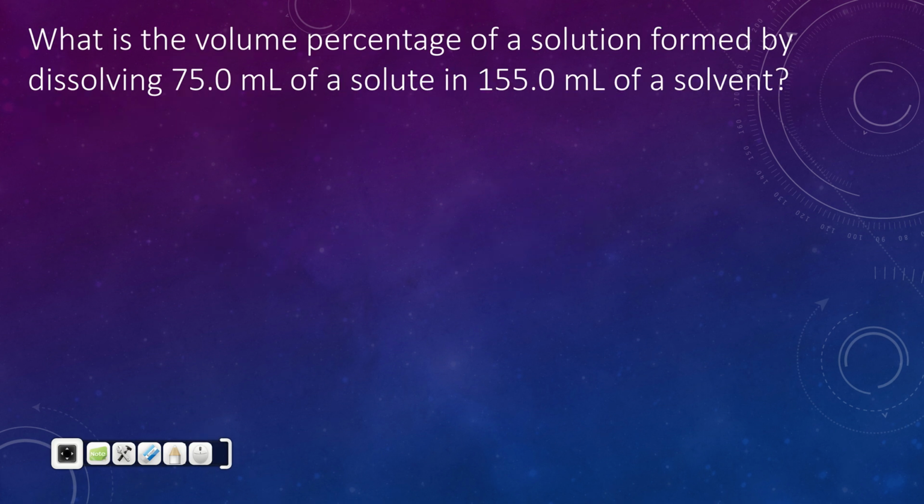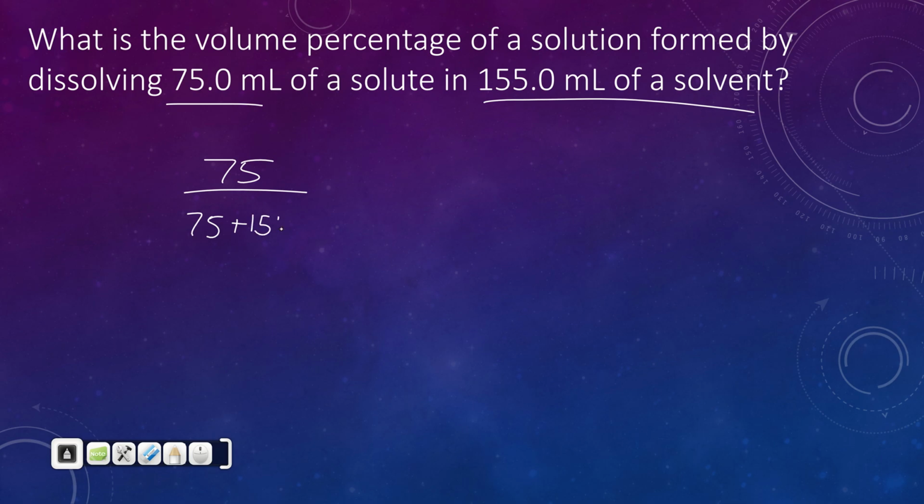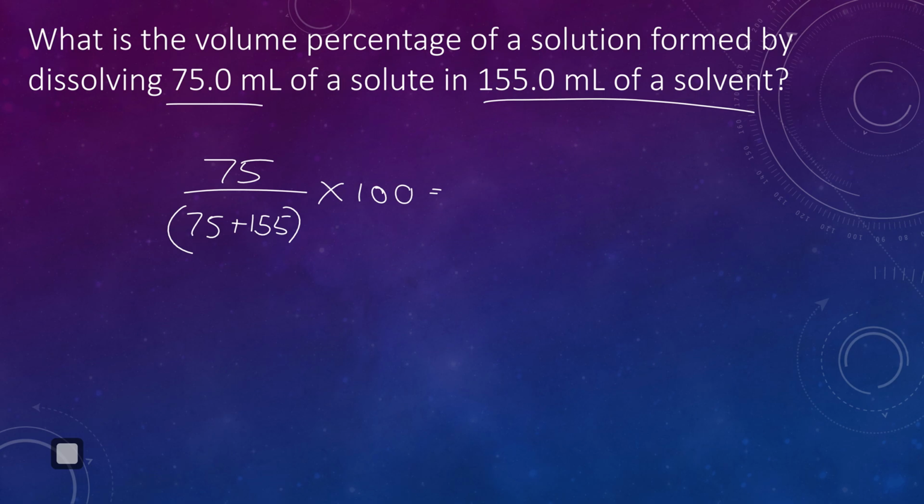What is the volume percentage of a solution formed by dissolving 75 milliliters of solute in 155 milliliters of solvent? Well, this one's as clear as you can get. I have my solute, I have my solvent. So this is going to be 75 of the solute over 75 plus 155. I need to add the two together, times 100. Sig figs, I got 3 and I got 4, so we're going to be 32.6%.